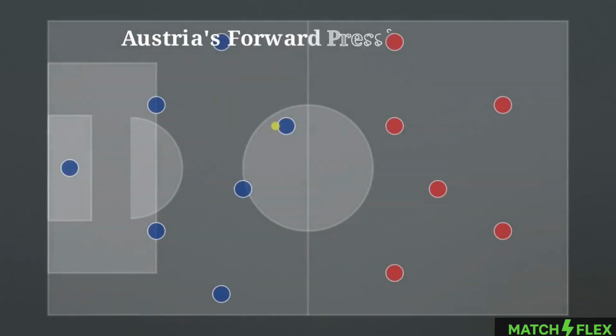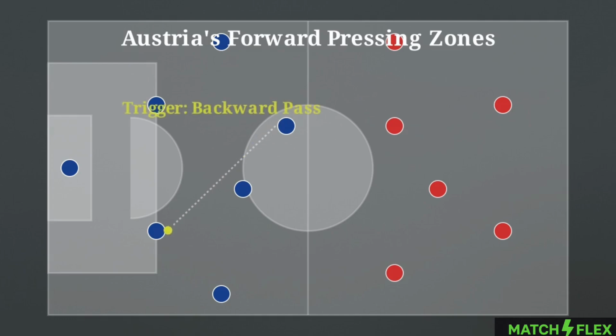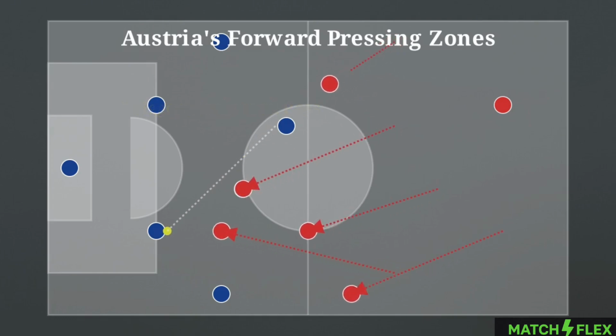This map highlights Austria's forward pressing zones. Instead of absorbing pressure, they use specific triggers, like a backward pass to an Argentinian center-back, to launch intense, coordinated presses. The goal is to win the ball deep in Argentina's half and immediately counter.